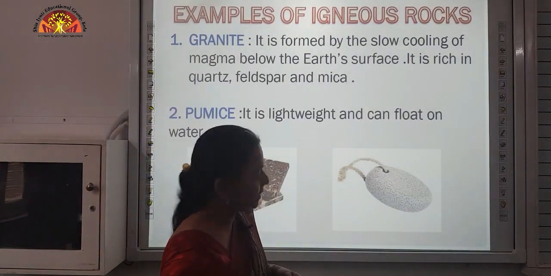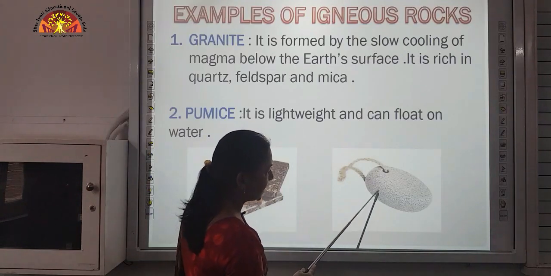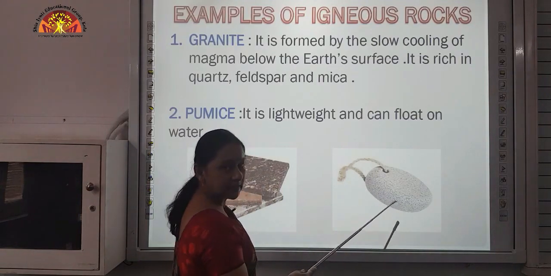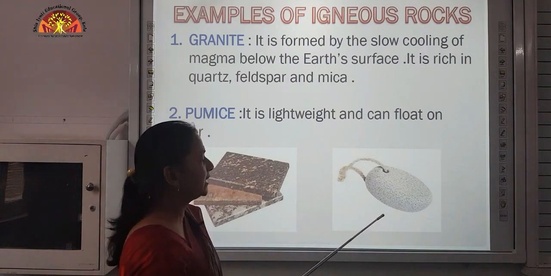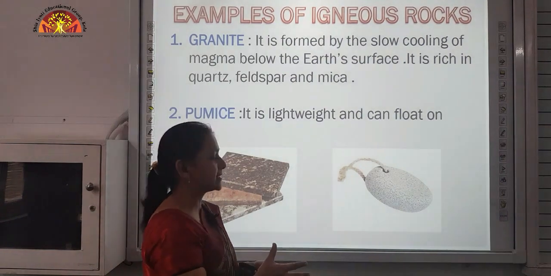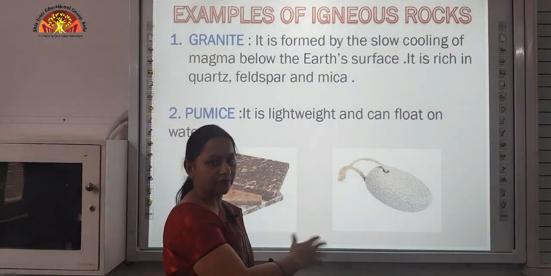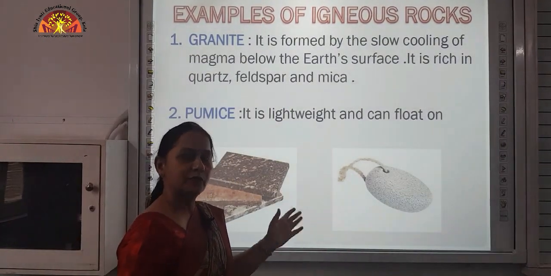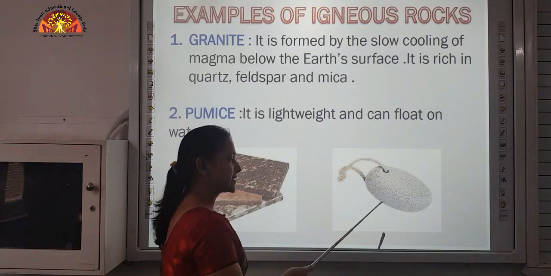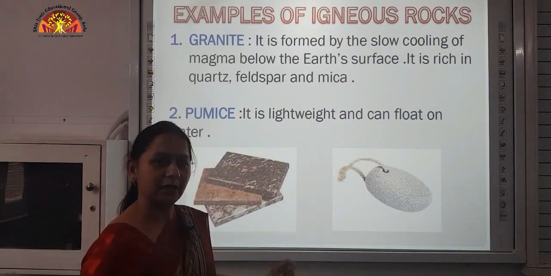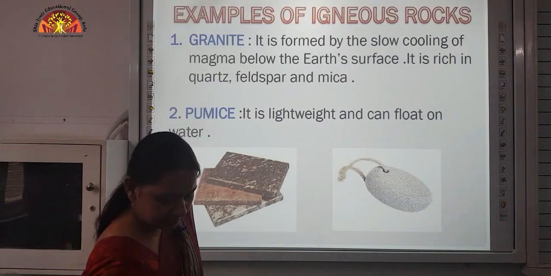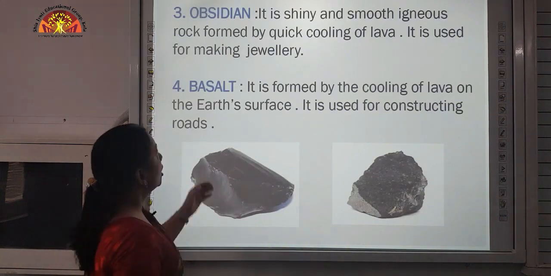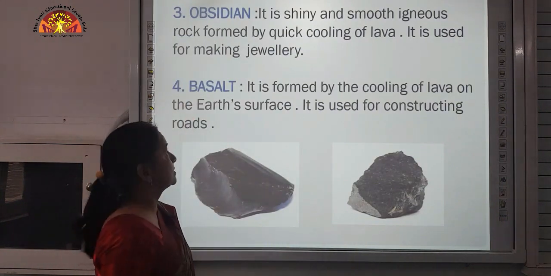Here you can see in the picture, it has air spaces in between. These air spaces are formed when the gases get trapped inside during the formation of this rock. When the lava cools and the gases are trapped before hardening, the holes remain there. The next two examples are obsidian and basalt.